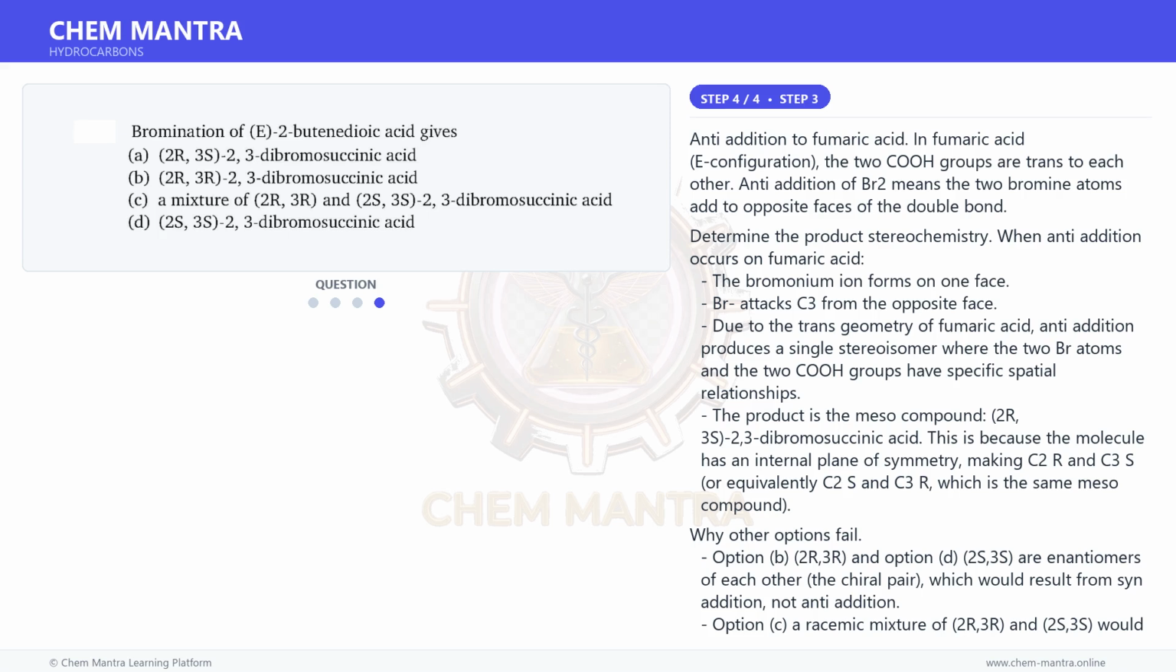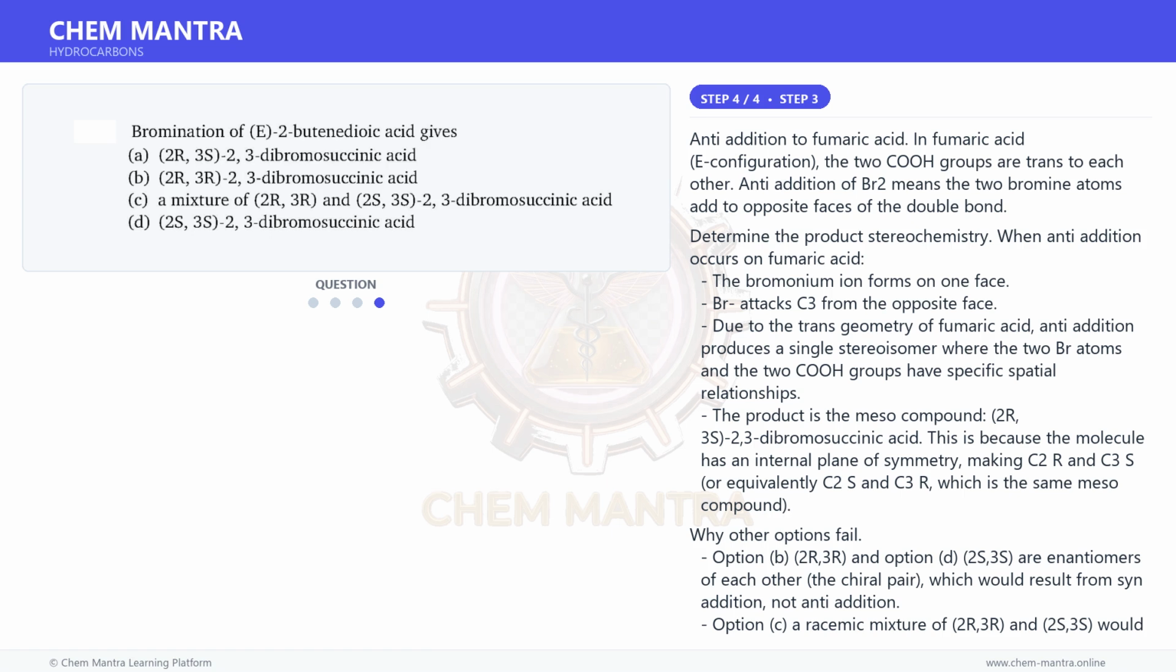Anti-addition to fumaric acid. In fumaric acid, E configuration, the 2 groups are trans to each other. Anti-addition of Br2 means the 2 bromine atoms add to opposite faces of the double bond. Determine the product stereochemistry. When anti-addition occurs on fumaric acid, the bromonium ion forms on one face. Br attacks C3 from the opposite face.